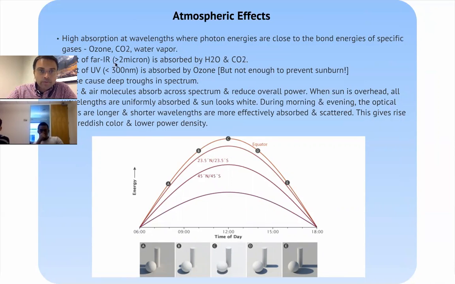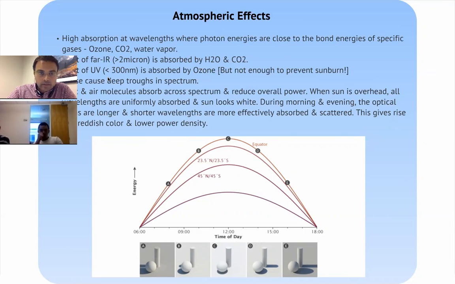Most of the far infrared, which is greater than 2 microns in wavelength, is absorbed by water and carbon dioxide. Most of the UV, which is less than 300 nanometers in wavelength, is absorbed by ozone, but clearly not enough to prevent sunburn. That's also why ozone is an important component. If you lose ozone, as we had in the case of Australia with the big ozone hole, this is when more of the UV passes through, causing sunburn.